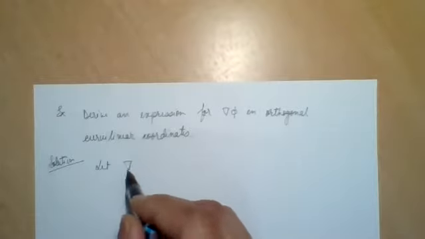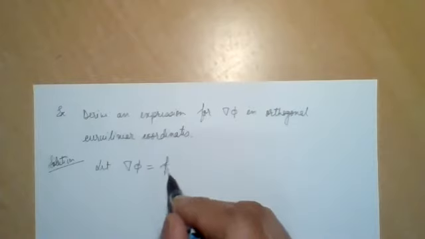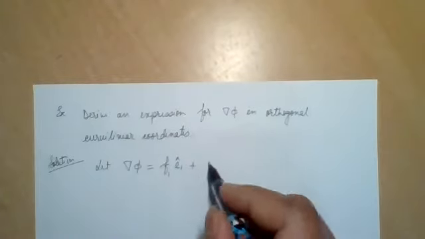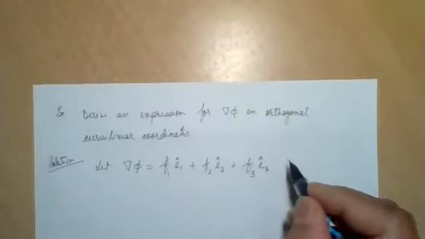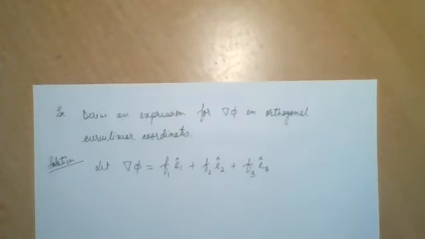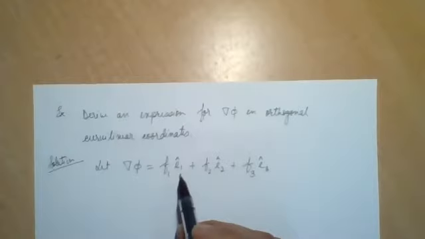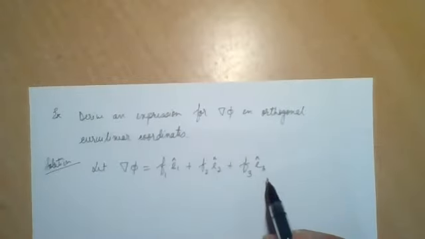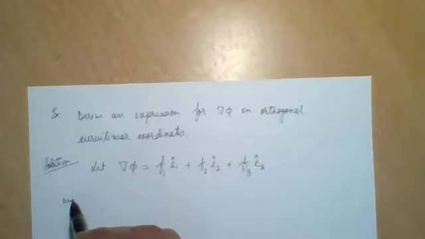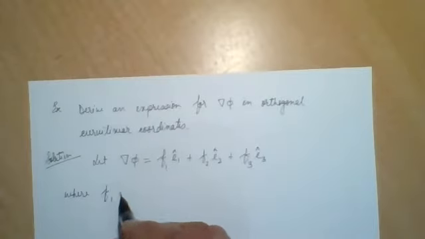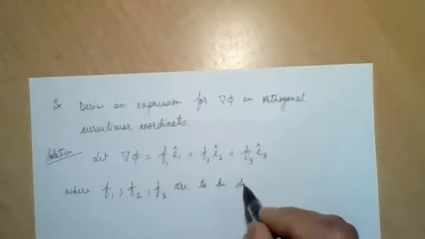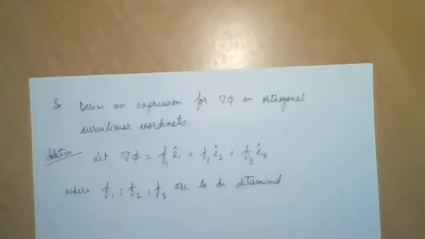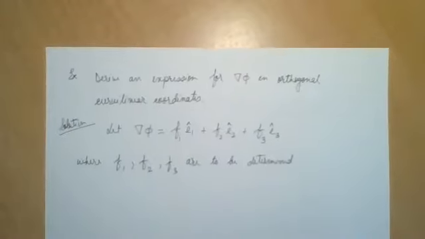Let gradient of phi be equal to f1 e1 hat plus f2 e2 hat plus f3 e3 hat. So I have an orthogonal curvilinear coordinate system, then e1 hat, e2 hat, and e3 hat are the three unit vectors along the coordinate curves, and f1, f2, f3 are to be determined.